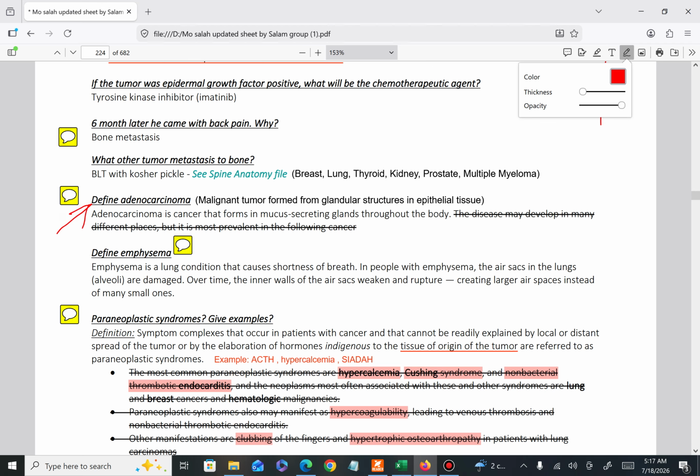Now this question, define adenocarcinoma. So adenocarcinoma is a cancer that forms in mucus secreting glands throughout the body. Define emphysema. Emphysema is a lung condition that causes shortness of breath. In people with emphysema, the air sacs in the lungs, the alveoli, are damaged. Over time, the inner wall of the air sacs weaken and rupture, creating large air spaces instead of many small ones.